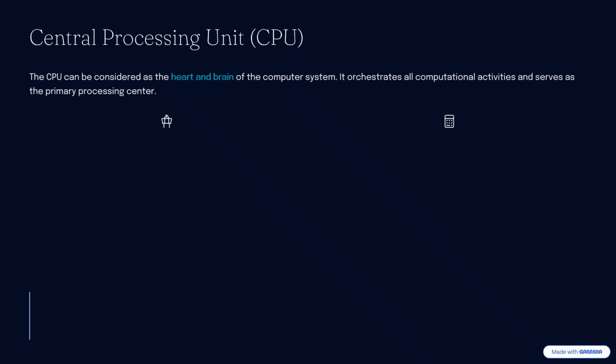Then the second is the arithmetic and logic unit, in short called ALU. All the calculations are carried out in this unit. The ALU consists of electronic circuitry which performs both mathematical and logical operations. The basic arithmetic operations are addition, subtraction, multiplication and division, and it also performs some logical operations like AND, OR and NOT. This is about the ALU. These two components are in the central processing unit.